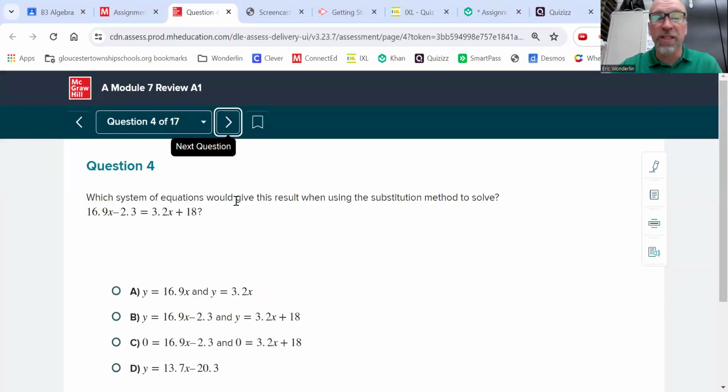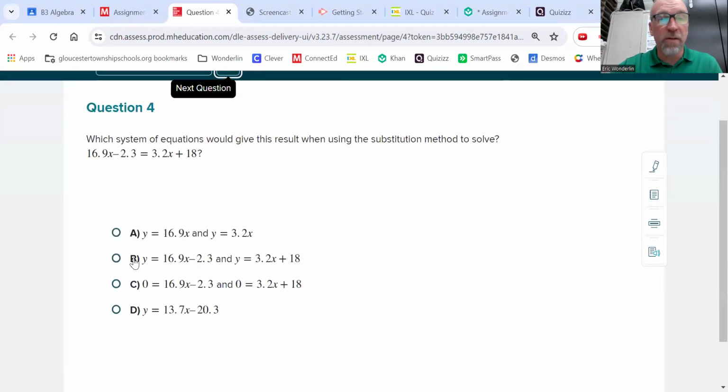Which system of equations would give the result when using substitution? Well, if I take a look at my choices here, first of all, letter D is not a system of equations. That's one equation. I can cross that one off immediately. I know letter D can't be my answer. Letter C says 0 equals and 0 equals. Where's the Y? No good. I'm down to just A or B. I use a little bit of elimination, multiple choice elimination to solve this problem.